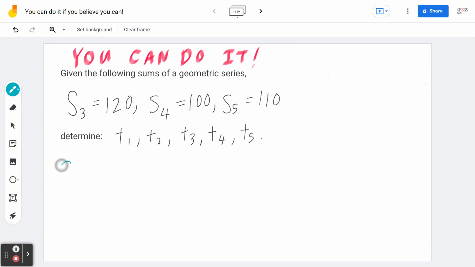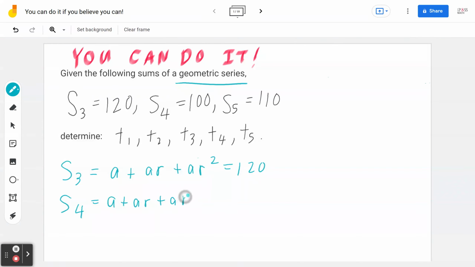Step number one, if you think about S3, this is the same as saying the sum of the first number plus the second number plus the third number. And we know it's going to be a plus ar plus ar squared because it's a geometric sequence, or in this case, a geometric series. And that's basically going to be 120. Now, likewise, if you think about S4, that's the first number plus the second number plus the third number plus the fourth number, which is going to be 100.